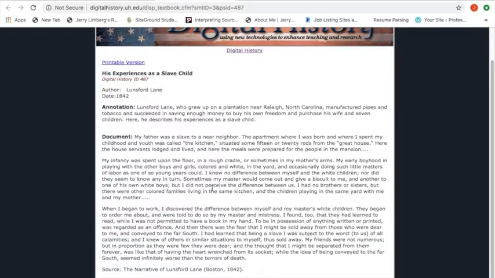My father was a slave to a near neighbor. The apartment where I was born and where I spent my childhood and youth was called the kitchen, situated some 15 or 20 rods from the great house. Here the house servants lodged and lived, and here the meals were prepared for people in the mansion. My infancy was spent upon the floor in a rough cradle or sometimes in my mother's arms. My early boyhood in playing with other boys and girls, colored and white, in the yard, and occasionally doing such little matters of labor as one of so young years could.